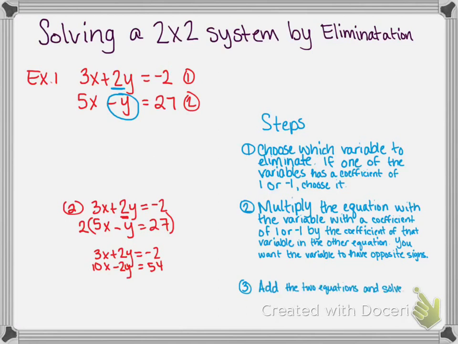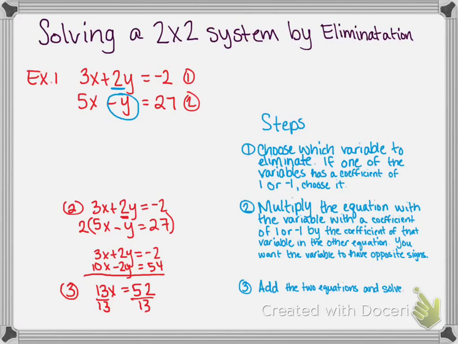Step 3. Add the two equations and solve. Okay, so 3x plus 10x is 13x. 2y minus 2y equals 0. It cancels out. Negative 2 plus 54 equals 52. If a variable did not cancel out, you did something wrong.